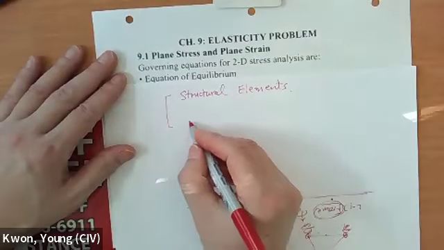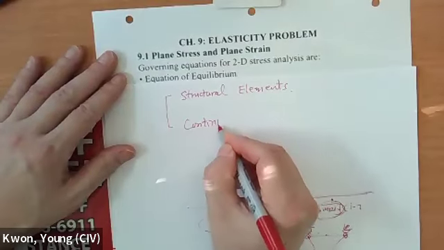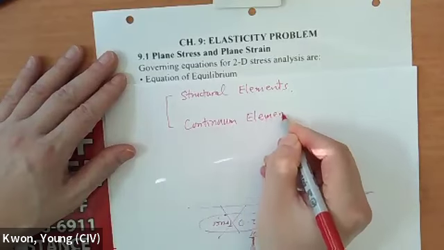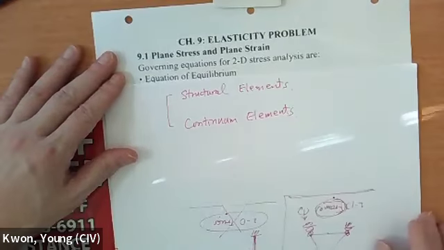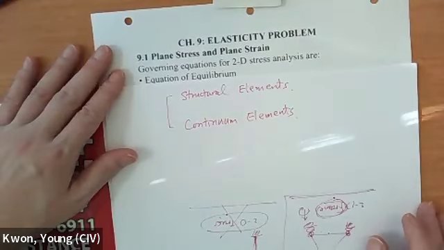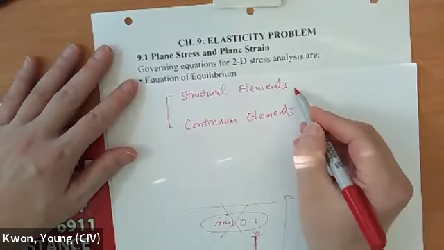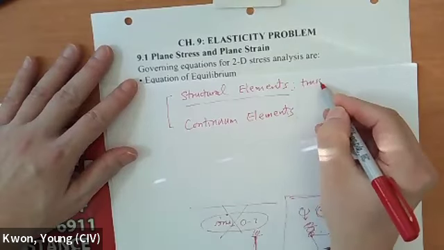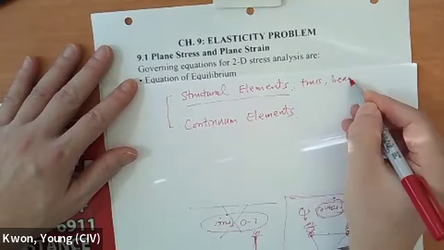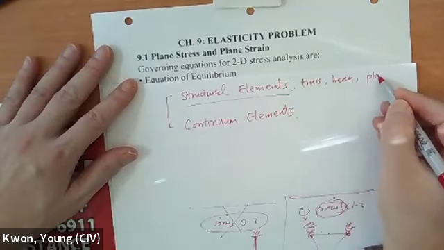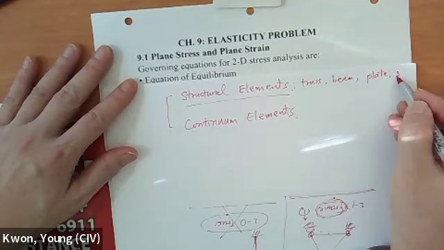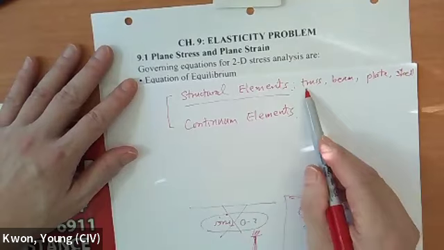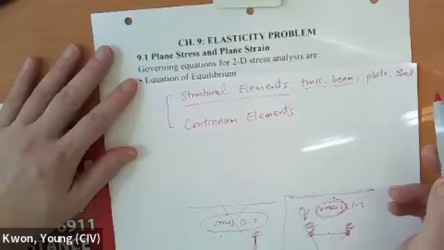And the other one is the so-called continuum element. There are two different types of elements to analyze solid and structure. And in a simple sense, structural element is like a truss, beam, plate, and shell element. So you know truss and beam.